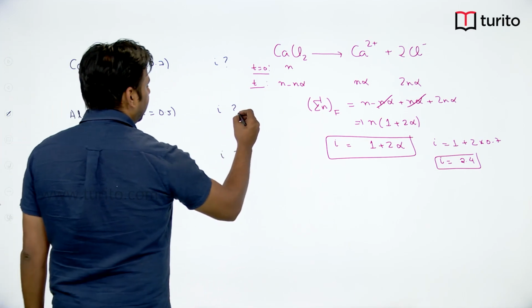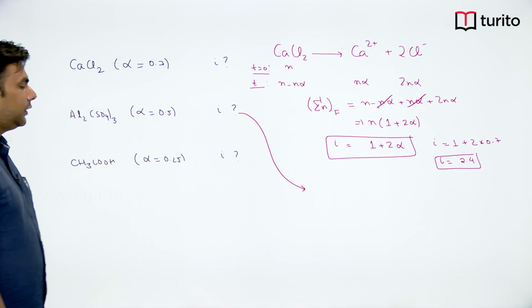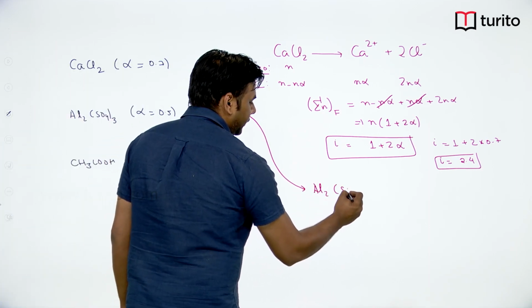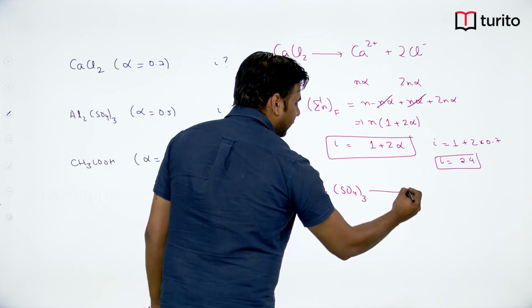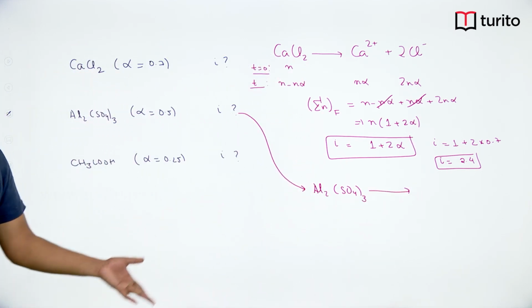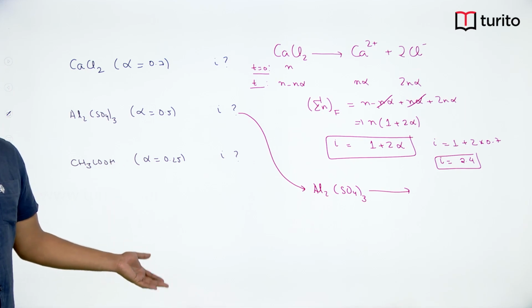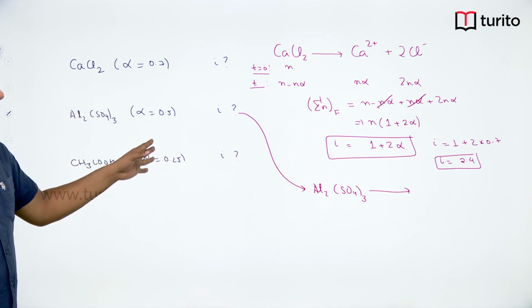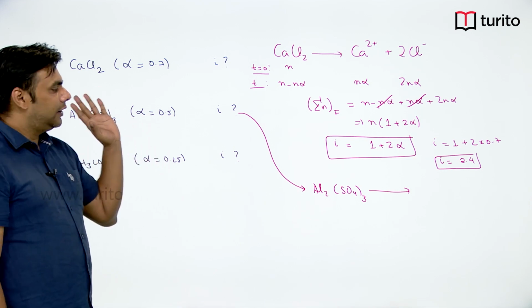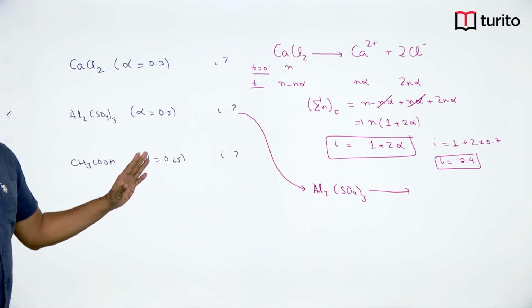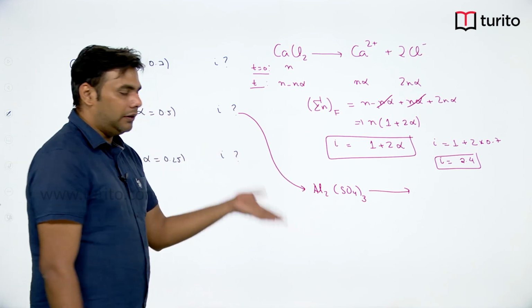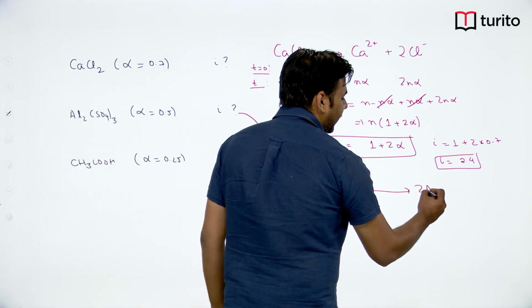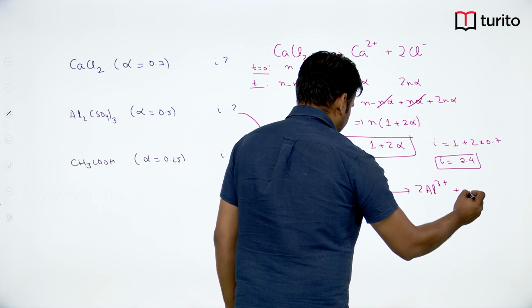Similarly, we can calculate for Al2(SO4)3. Why am I making you do these basic level questions? They are very easy, but they are very useful while solving a question, especially on the Van't Hoff factor. You should have a very clear idea of how to find the Van't Hoff factor, because if you calculate it wrong, the question will become incorrect. So this would break into 2Al3 plus and 3 sulfate ions.